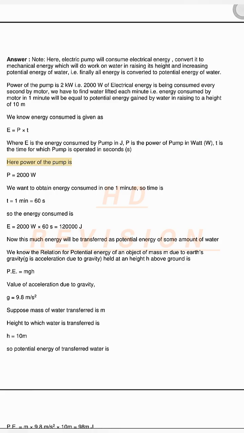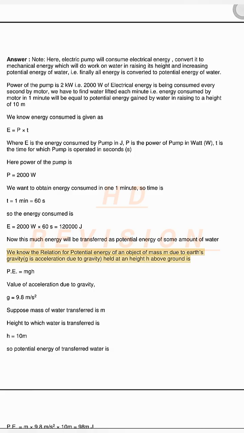Here the power of the pump is P equals 2000 W. We want to obtain the energy consumed in 1 minute, so time is T equals 1 minute equals 60 s. So the energy consumed is E equals 2000 W times 60 s equals 120,000 J. Now this much energy will be transferred as potential energy of some amount of water.